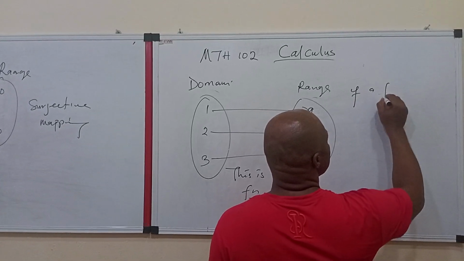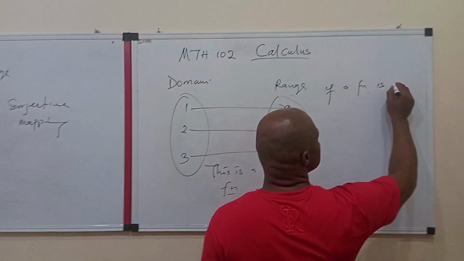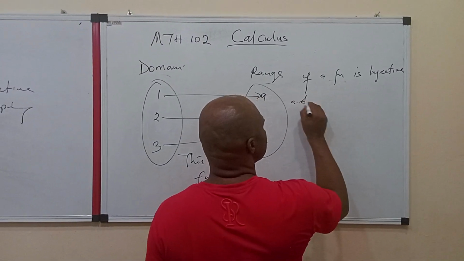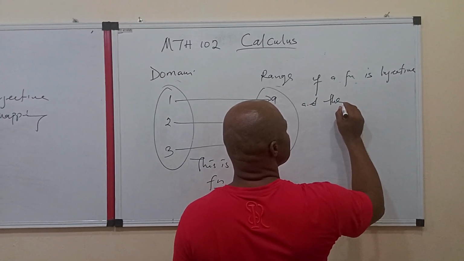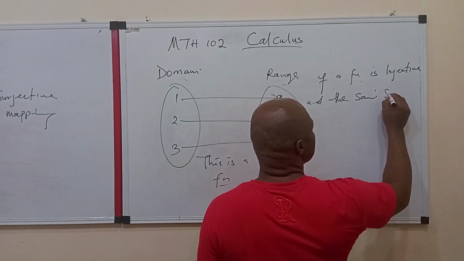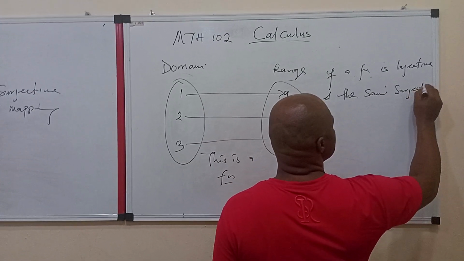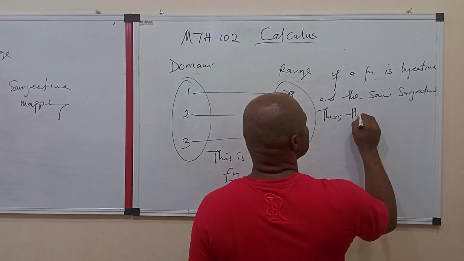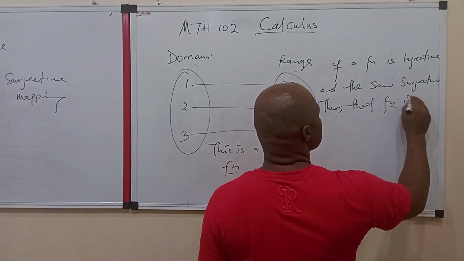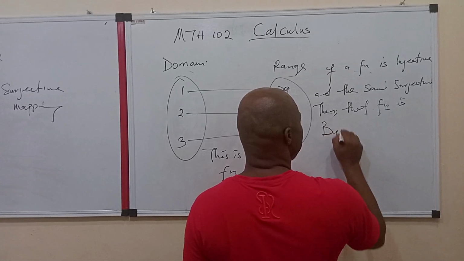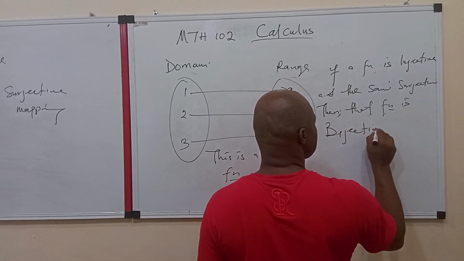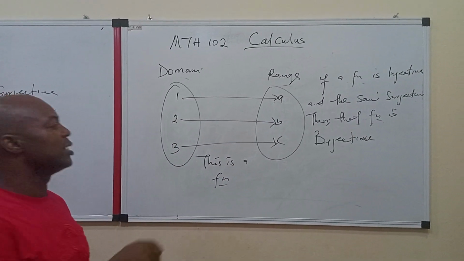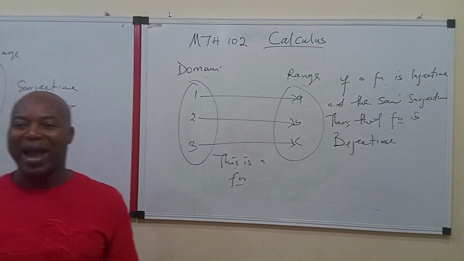If a function is injective and the same time surjective, then that function is bijective. If that thing is injective, and it is also surjective, we say that thing is bijective.